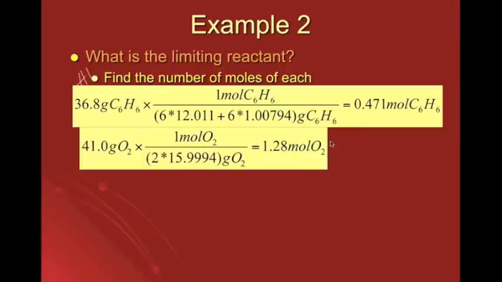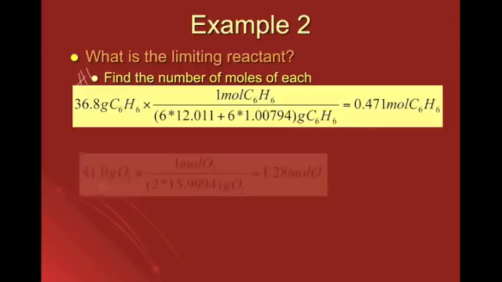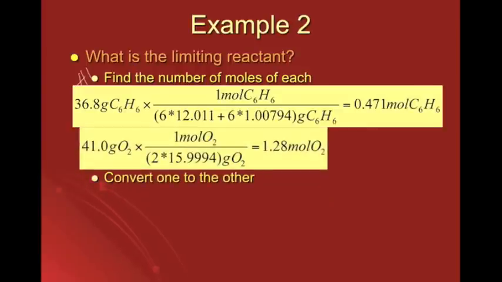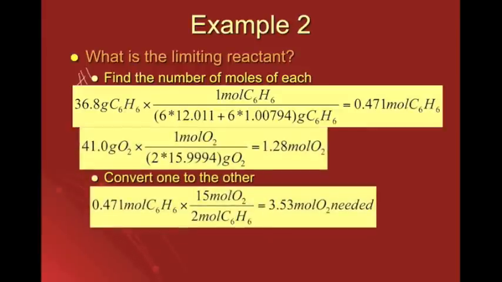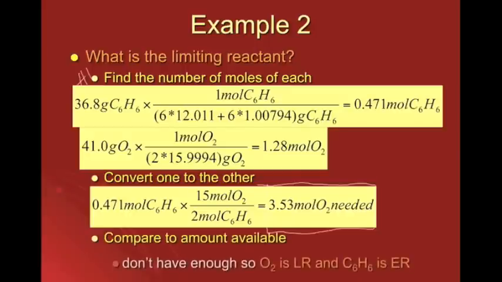Now, we can choose either one now that we found our moles, and we can convert one of them to the other. So we'll take moles of C6H6, use our mole ratio. We got this from the chemical equation, and we know that 2 moles of C6H6 equals 15 moles of O2. Multiply 0.471 times 15, all divided by 2, and in the reaction we would need 3.53 moles of oxygen.